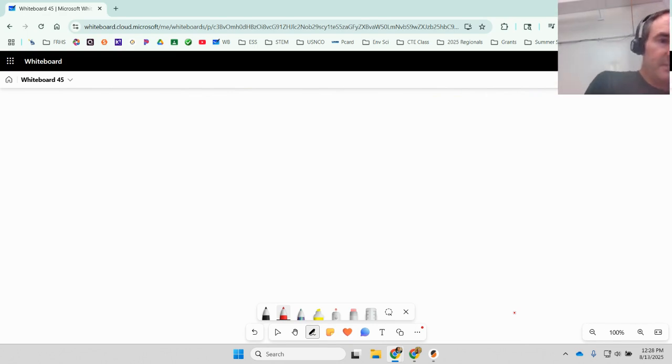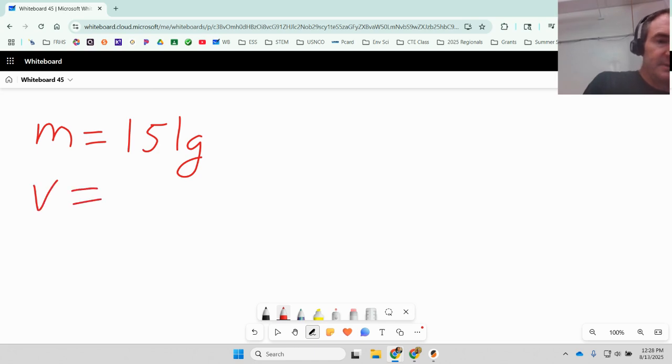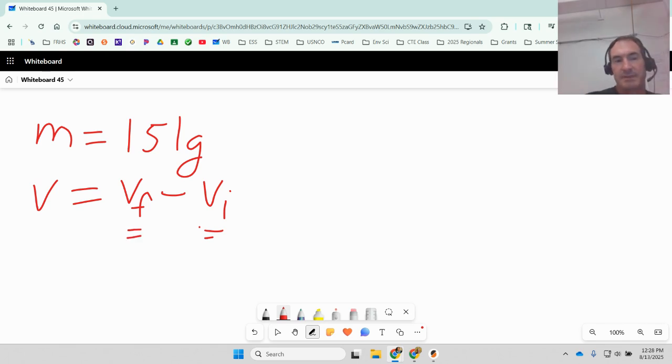Our rock, the mass is easy, right? We just stick that on the scale and it's 151 grams. And then our volume, the way we're going to figure this out is V final, our final volume after we added the rock, minus V initial. Your initial volume is always going to be less than the final volume, so it makes sense that the bigger number goes first minus the smaller number, or else we get a negative volume, and that doesn't really make sense, right? So let's carry on that calculation right here.